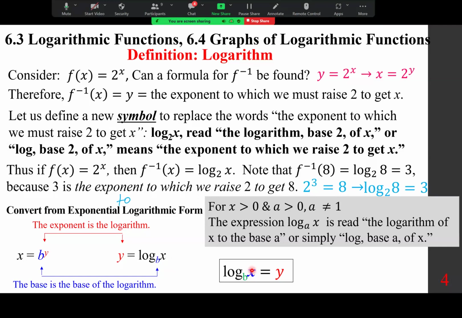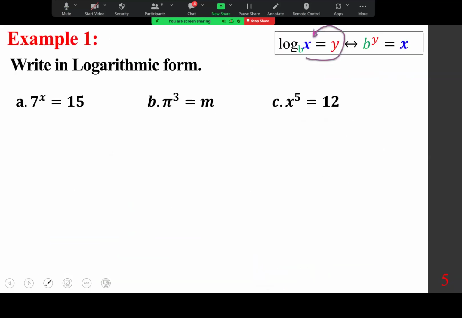If you look at the following arrow that I give you, b to the power of y is x, and that's all there is to it. B to the power of y is x. As long as we remember this, we should have absolutely no problem. Just pay attention to the arrow and you'll be fine. All right. Let's just follow this arrow.